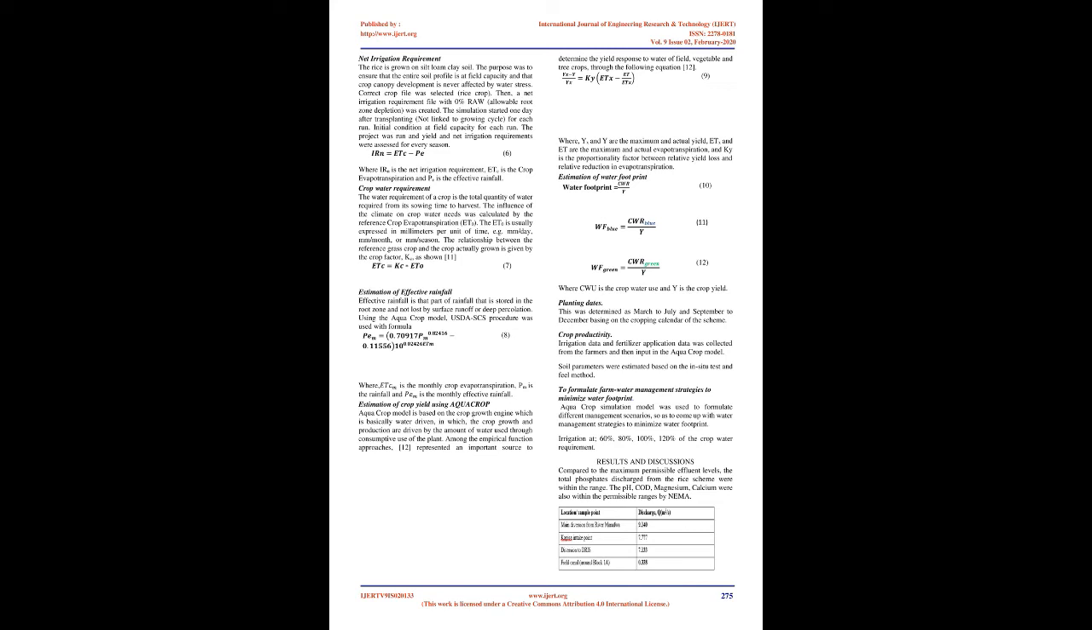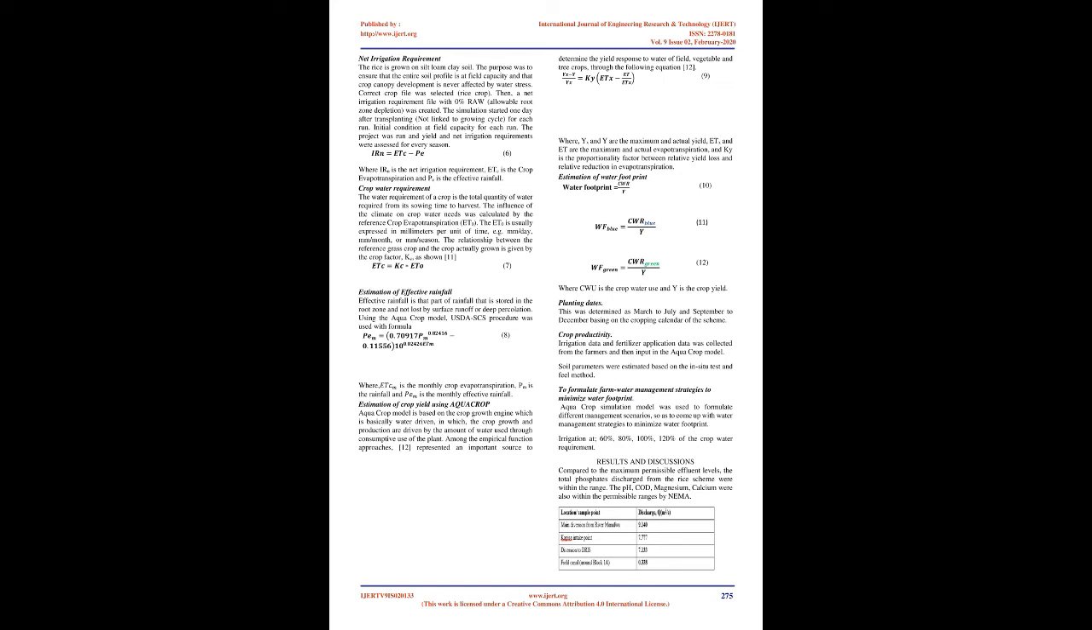The rice is grown on silt clay loam soil. The purpose was to ensure that the entire soil profile is at field capacity and that crop canopy development is never affected by water stress. The correct crop file was selected, rice crop. Then, a net irrigation requirement file with 0% RAW, allowable root zone depletion, was created. The simulation started 1 day after transplanting, not linked to growing cycle, for each run. Initial condition at field capacity for each run. The project was run and yield and net irrigation requirements were assessed for every season.